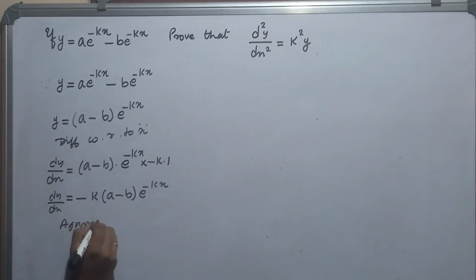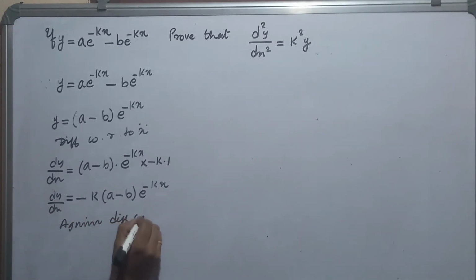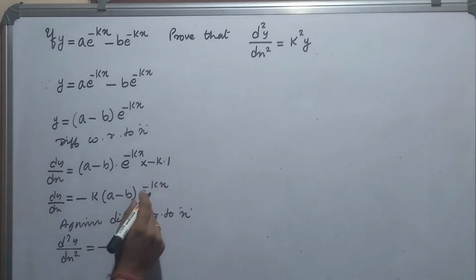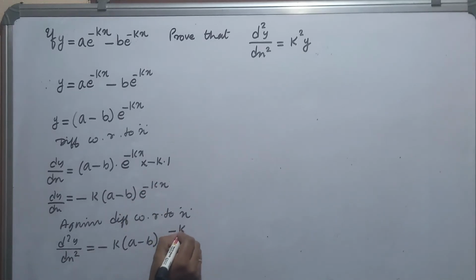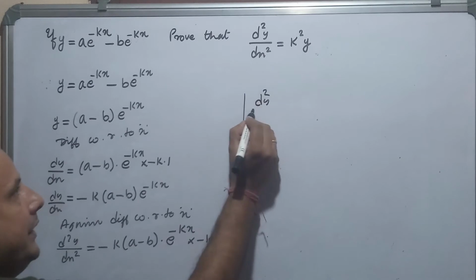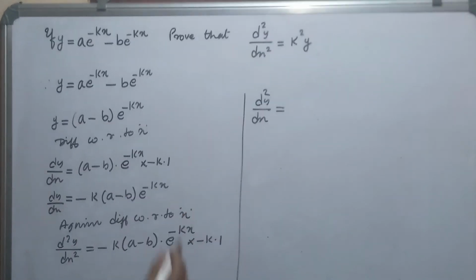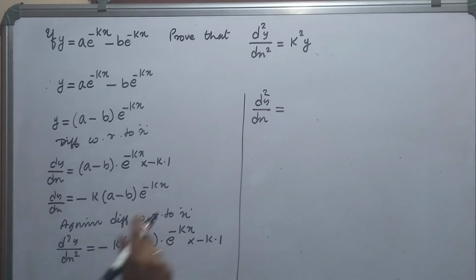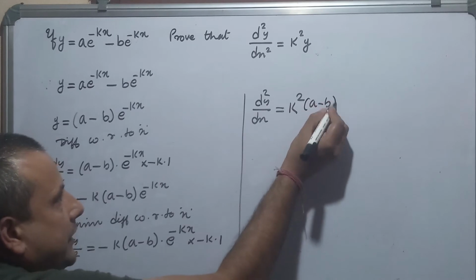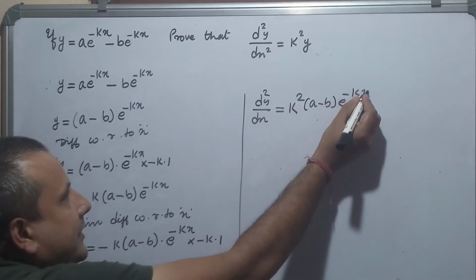Again differentiating with respect to x. The same thing that you have to do in case of second order derivative. Minus k (a minus b), the derivative is the same. e to the power minus kx will be e to the power minus kx into minus k, the derivative of x is 1. Now then we have d2y by dx square is equal to minus into minus plus, k into k, k square, (a minus b) e to the power minus kx.